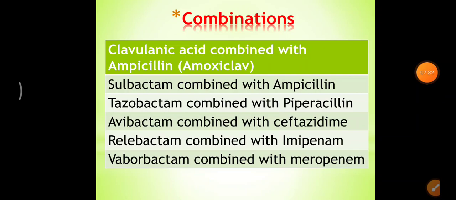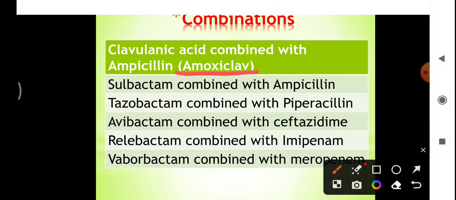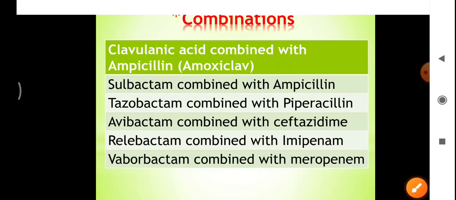Now coming to the combinations which are available, the first and common combination is clavulanic acid combined with amoxicillin, which is also known as amoxiclav. The second is sulbactam combined with ampicillin, tazobactam combined with piperacillin, avibactam combined with ceftazidime, relebactam combined with imipenem, and vaborbactam combined with meropenem. All of these combinations are used for combating this form of resistance and have been included in the development of new beta-lactam antibiotics.